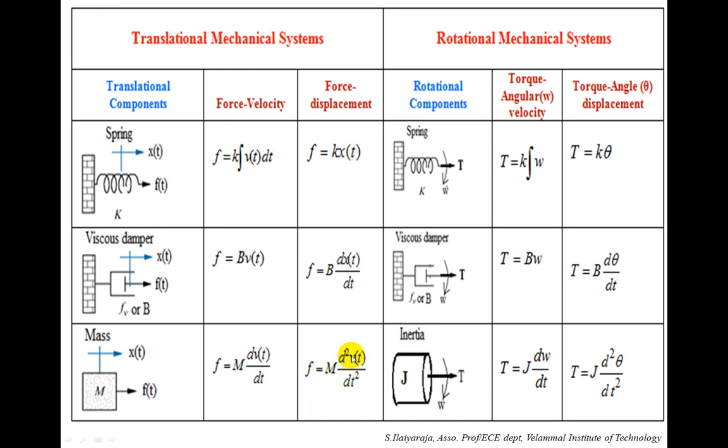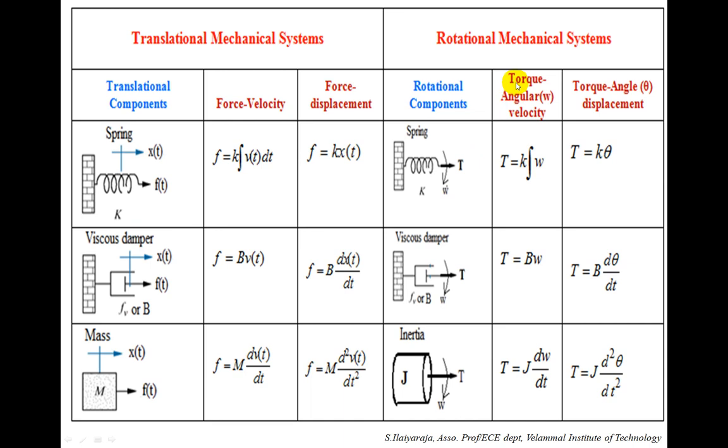And when you come to the rotational mechanical system, the components are the same: spring, viscous damper, and instead of mass, here it is inertia. The torque is applied, and the angular velocity is represented by ω. Here the displacement in rotational systems is the angular displacement theta.